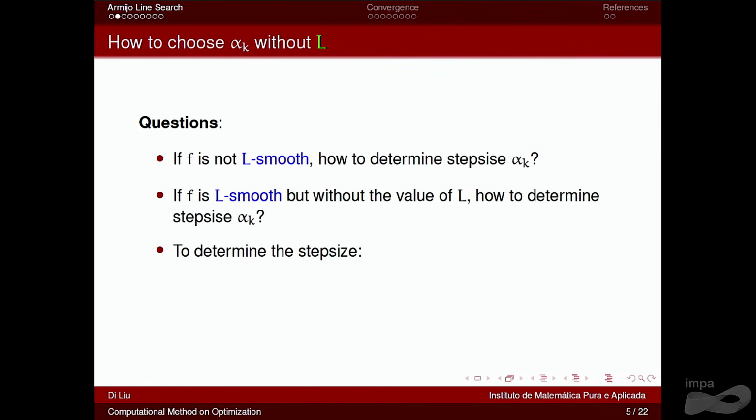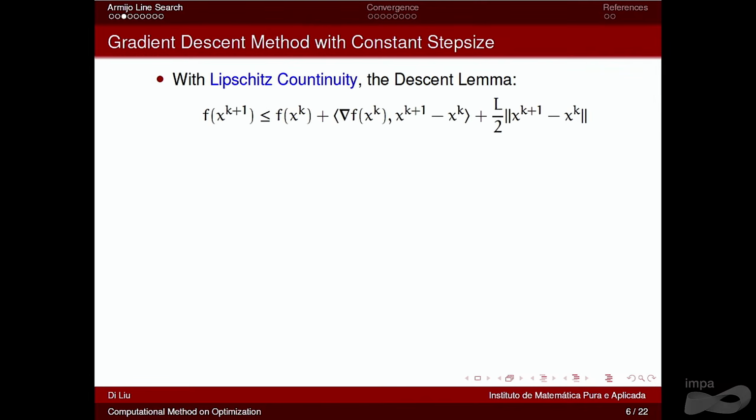To determine the step size, usually we need to consider two points. First, how do you calculate it? For example, you can choose a constant, or you can choose an initial step size, for example 1, and reduce it until it satisfies some conditions. This is the second point: when should you stop, or when will your step size satisfy some stopping conditions? Usually this kind of stopping condition can support your convergence analysis.